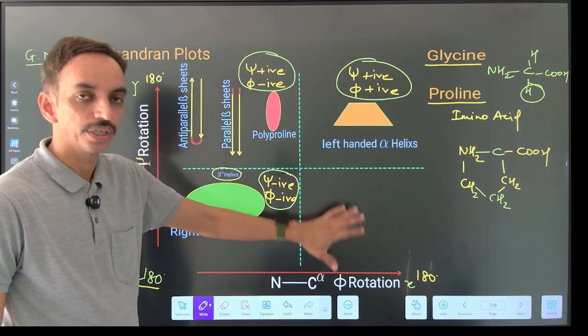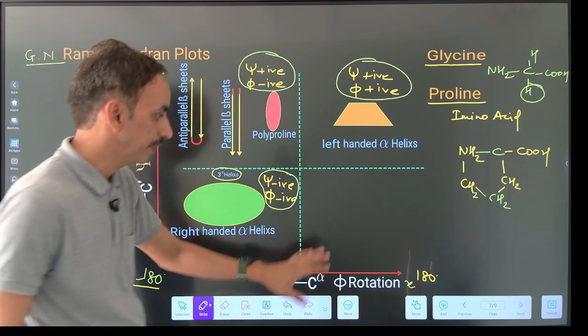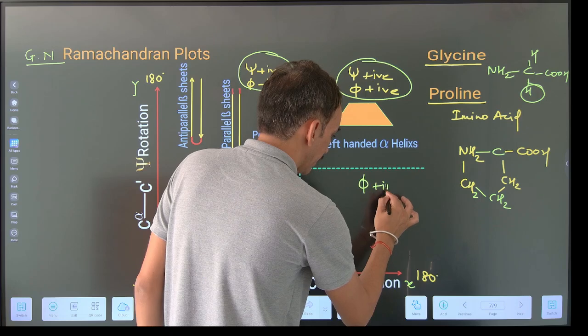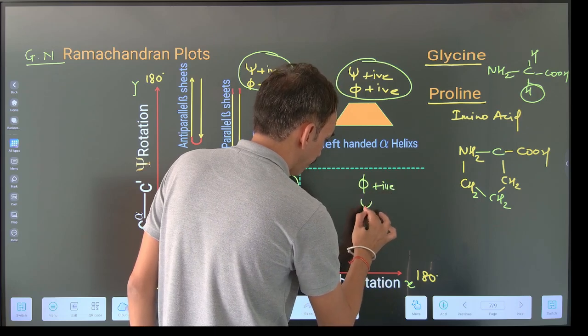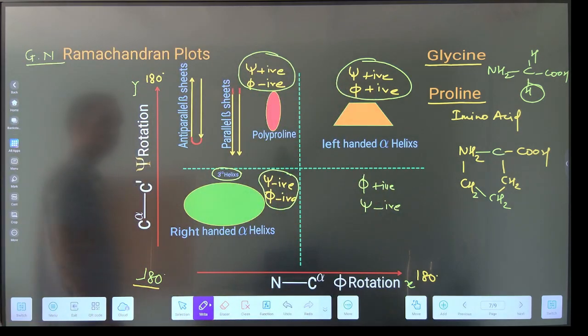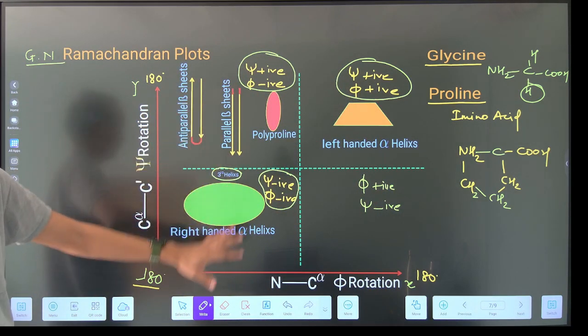And this is the most disallowed region, which has the positive value of phi and the negative value of psi. This is the most disallowed region. So this is all about the Ramachandran plot.